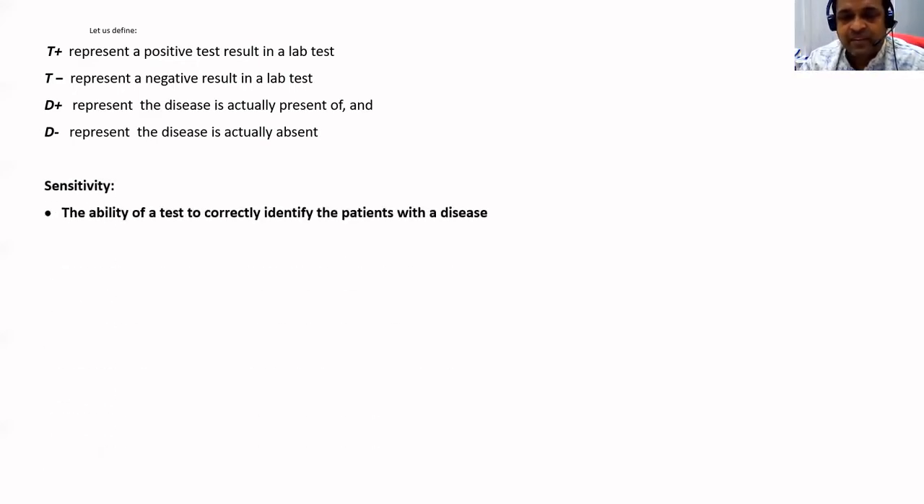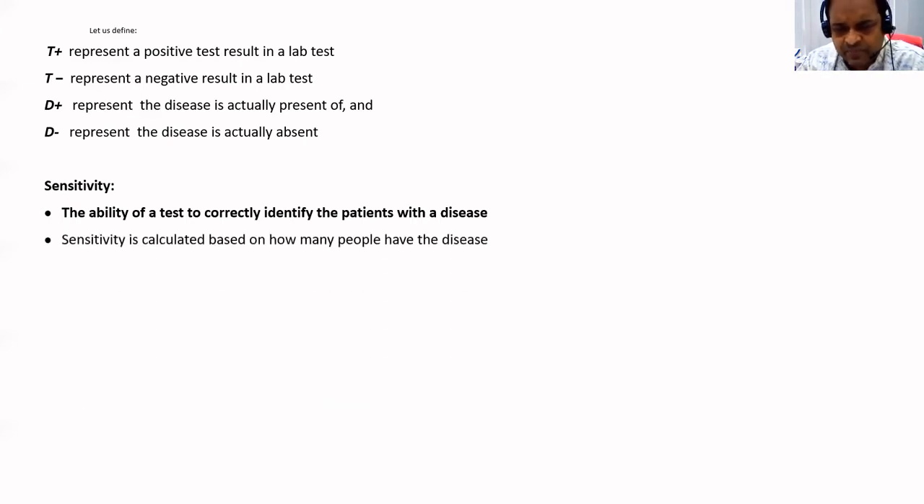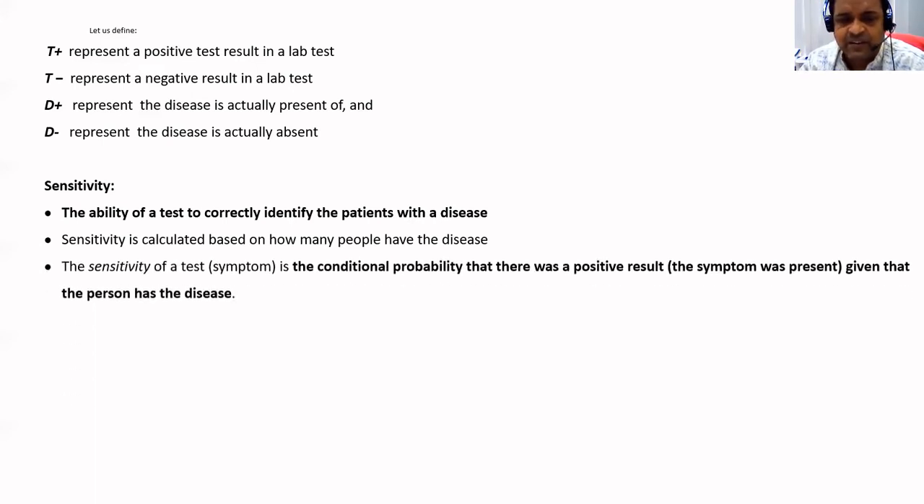Then sensitivity can be defined as the ability of a test to correctly identify the patient with the disease. So sensitivity is the ability of a test to correctly identify that the patient has the disease. So how can we measure it? The calculation of sensitivity is based on how many people have the disease. So let us define the details.